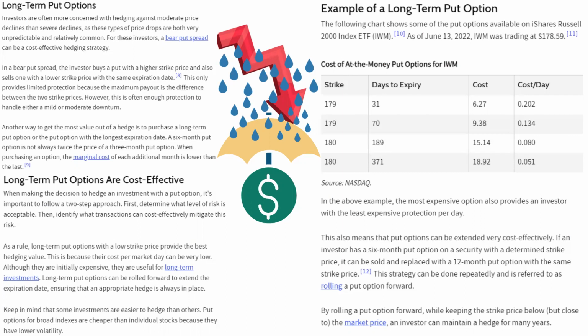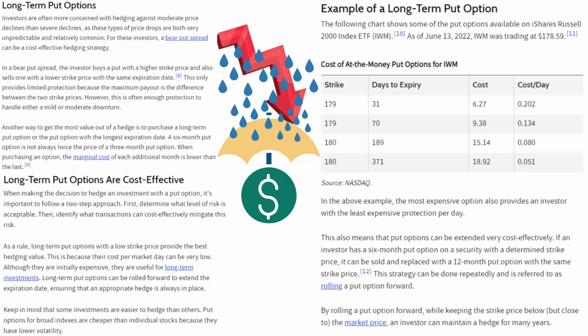When making the decision to hedge an investment with a put option, it's important to follow a two-step approach. First, determine what level of risk is acceptable. Then identify what transactions can cost effectively mitigate this risk. As a rule, long-term put options with a low strike price provide the best hedging value. This is because their cost per market day can be very low. Although they are initially expensive, they are useful for long-term investments. Long-term put options can be rolled forward to extend the expiration date, ensuring that an appropriate hedge is always in place. Keep in mind that some investments are easier to hedge than others.